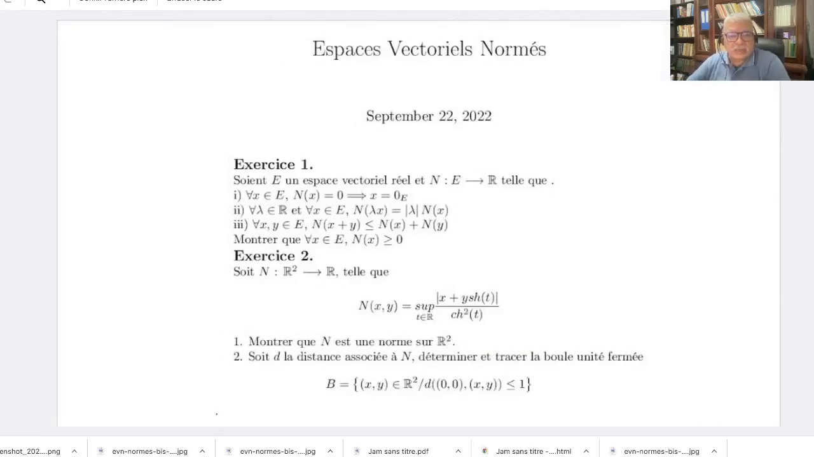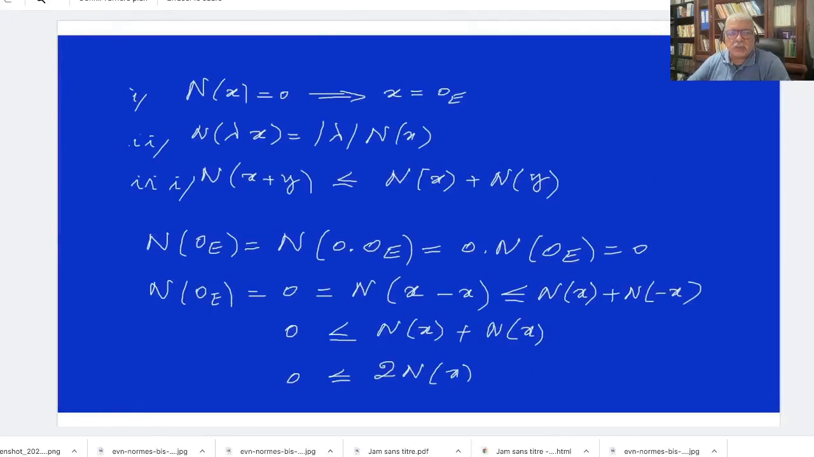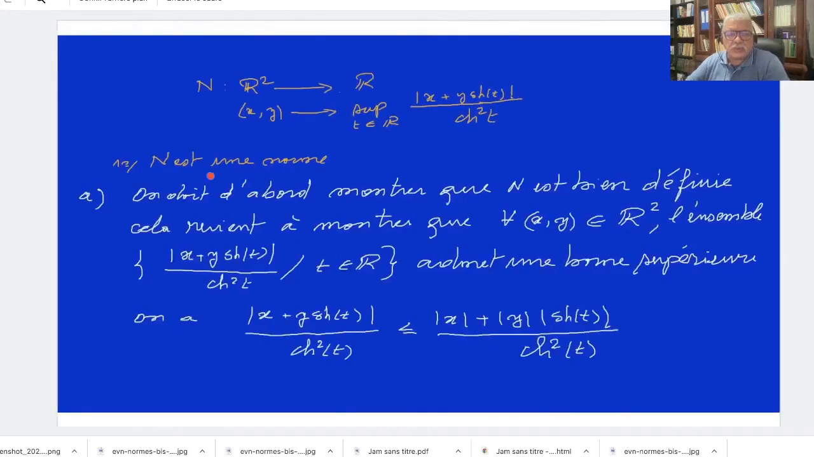We now look at the exercise. We have n defined by n of (x,y) equals the sup over R, when t varies in R, of the absolute value of x plus y sh of t over ch squared of t. First question, show that n is a norm on R2. Secondly, if d denotes the distance associated with n, determine and plot the closed unit ball associated. So determine B.